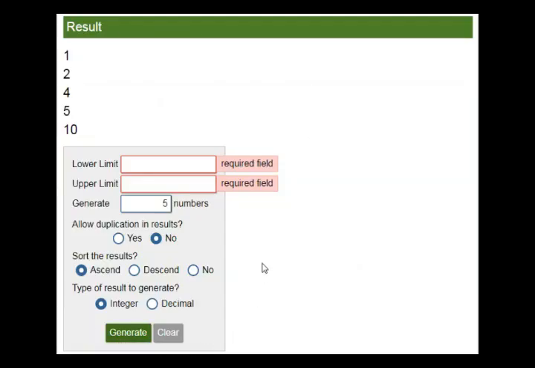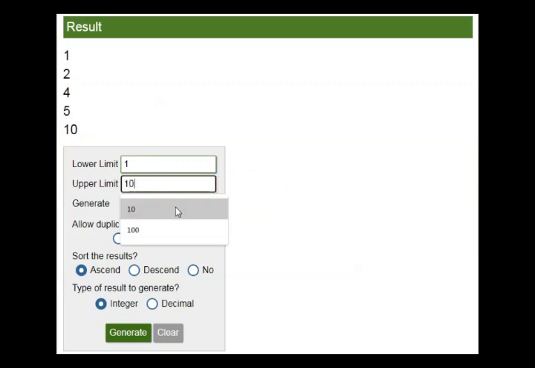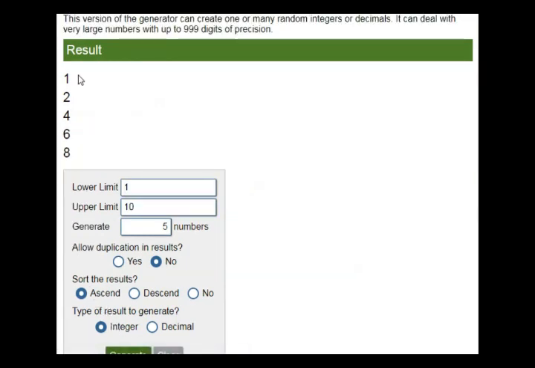This is a random number generator from a website. Since we had assigned 10 numbers to 10 people from number 1 to number 10, the lower limit is 1 and upper limit is 10. We want to generate 5 numbers out of 10 numbers. Take no duplication in result. Take ascending order. Take integer and then generate. There are 5 numbers selected randomly from the 10 numbers. They are 1, 2, 4, 6, 8.